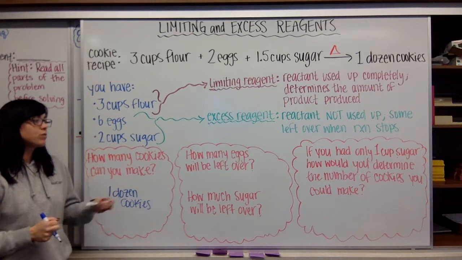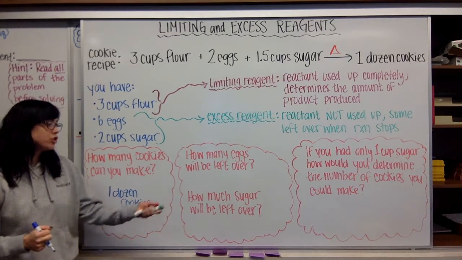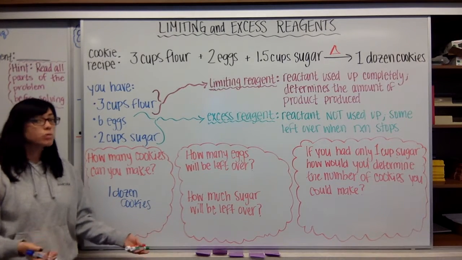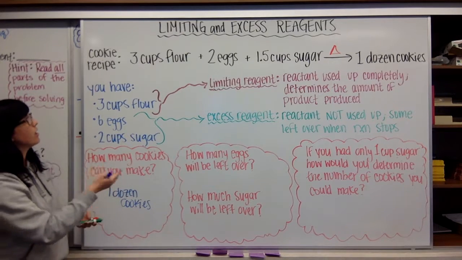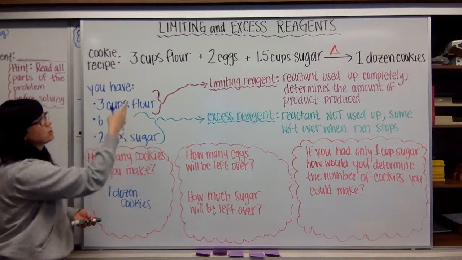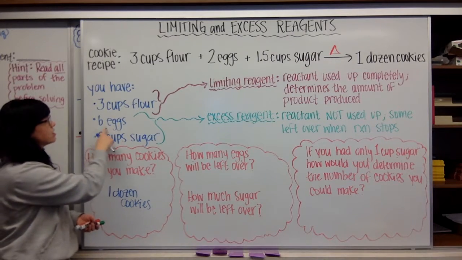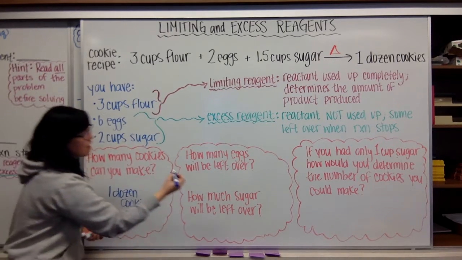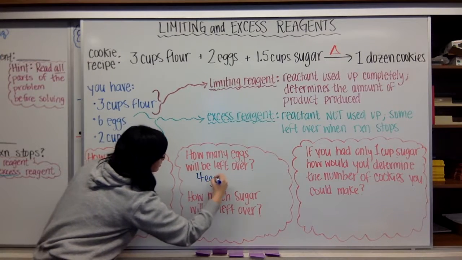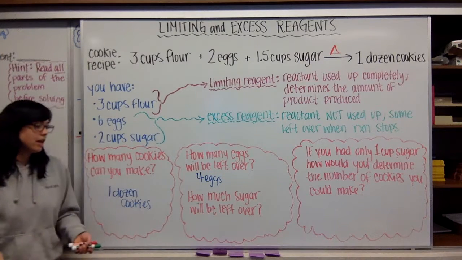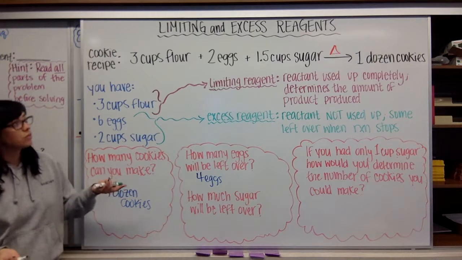But how many eggs would actually be left over, and how much sugar would be left over? You would also be able to tell me that, because we're dealing with 3 cups of flour, 2 eggs, 1.5 cups of sugar, if I start out with 6 eggs, using up 2 eggs, I'm going to have 4 eggs left over. And I'm going to have 1/2 cup of sugar left over.